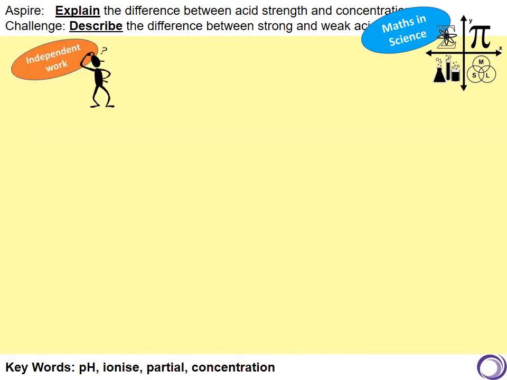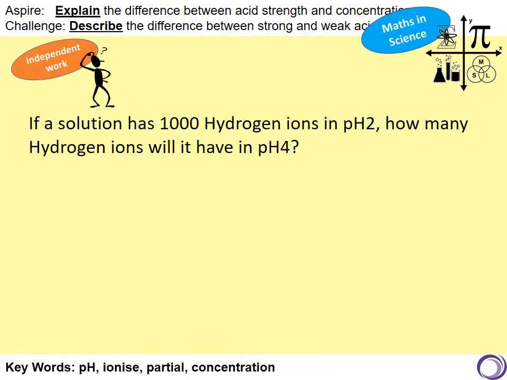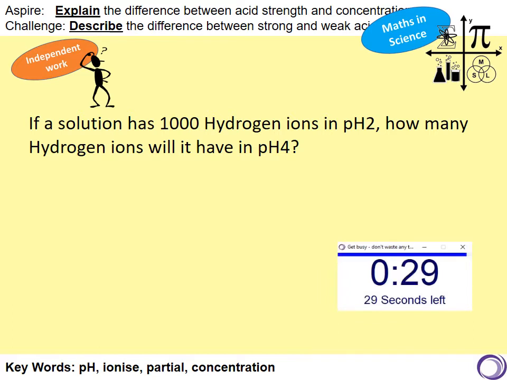Let's try another one then. So if a solution has 1,000 hydrogen ions at pH 2, how many hydrogen ions will it have in pH 4? 30 seconds.